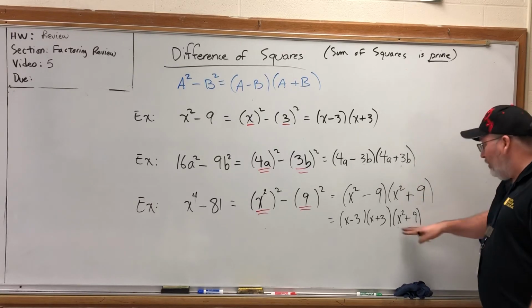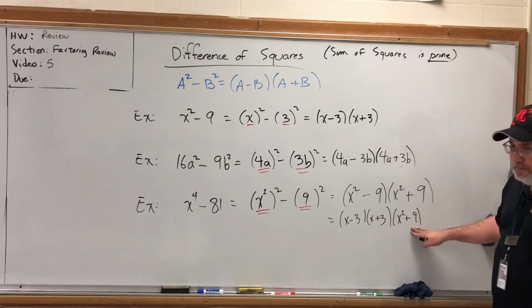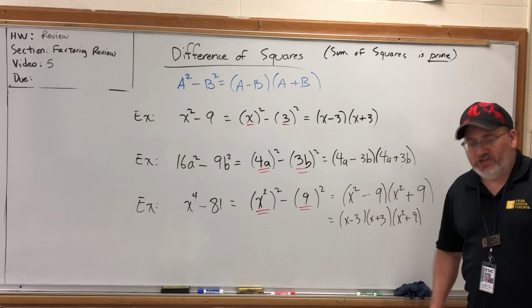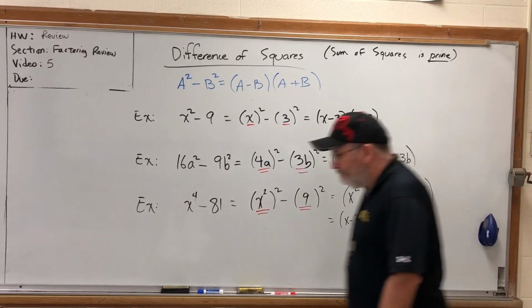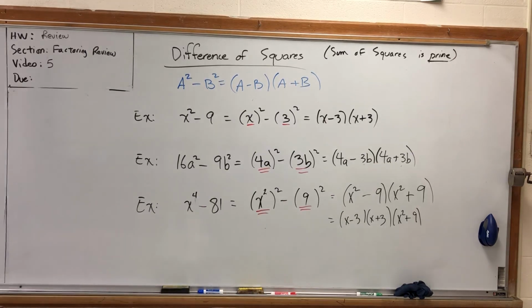Sum of squares is prime. X squared plus 9 is prime, as long as you're restricted to real numbers. But if you go beyond that, it will factor. Give me an answer with a reason why it's the answer. Don't just say, here's the answer.